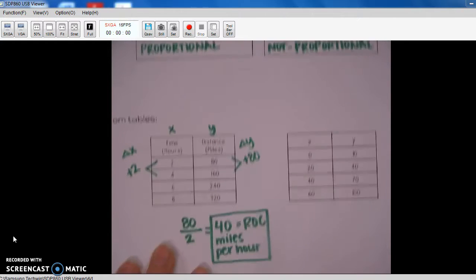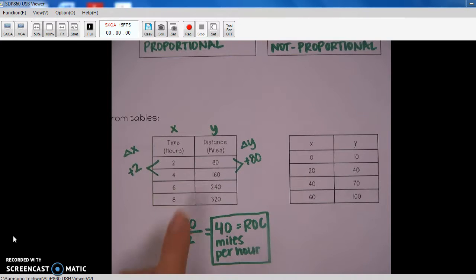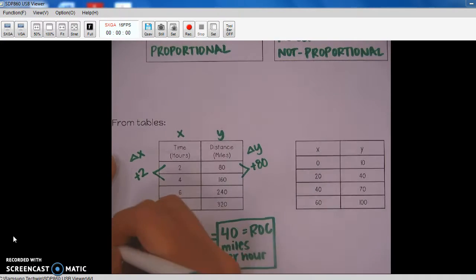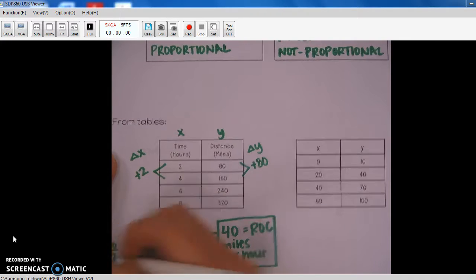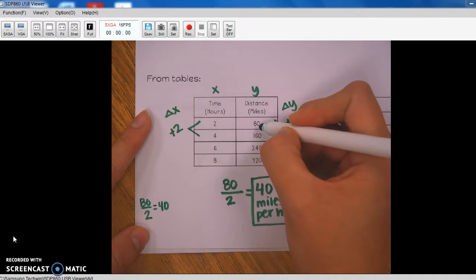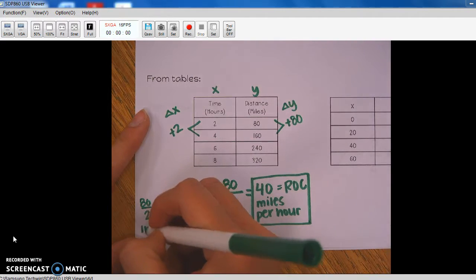So if I'm looking at this table and I want to see if it's proportional, I need to figure out if I just divide y by x every time, do I get the same number? So if I divide 80 by 2, I get 40. And then if I try another one, 160 divided by 4, I get 40.